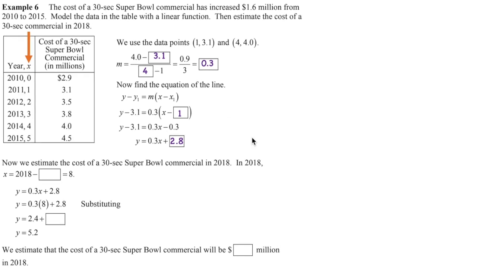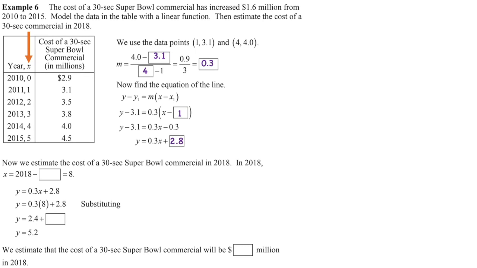We can now estimate the cost of the 30-second Super Bowl commercial in 2018 because now we have an estimated linear equation that fits the model of this data. But we have to figure out what the x value is, because notice that we use these x values here in order to create our equation. So we need to know what x value we need to use for 2018.